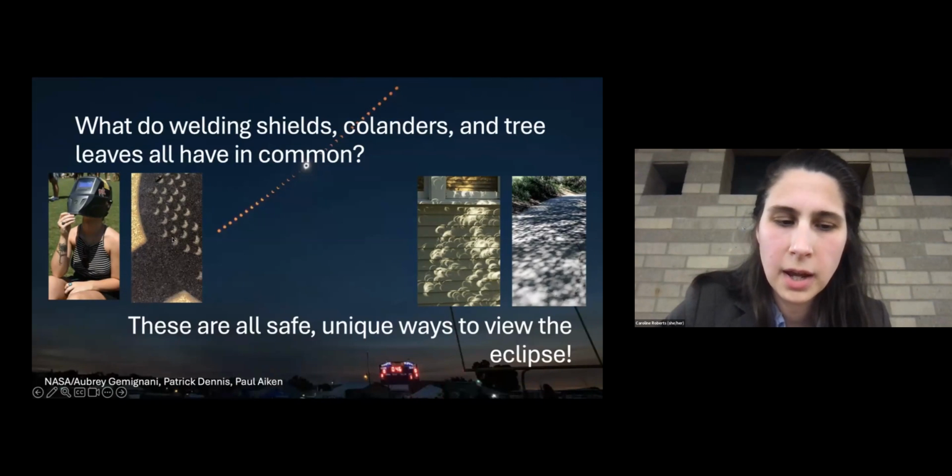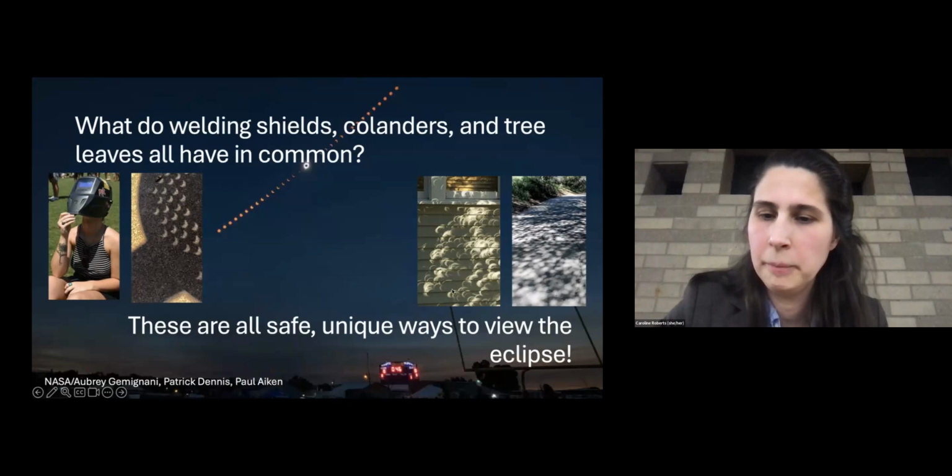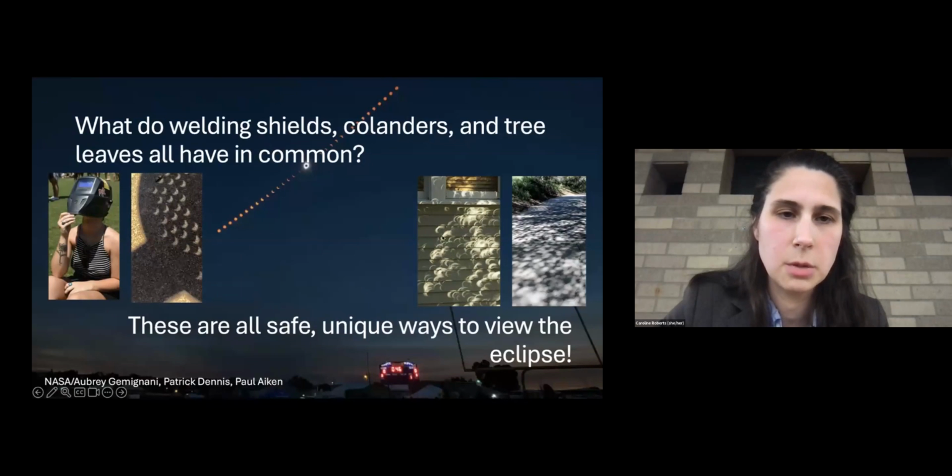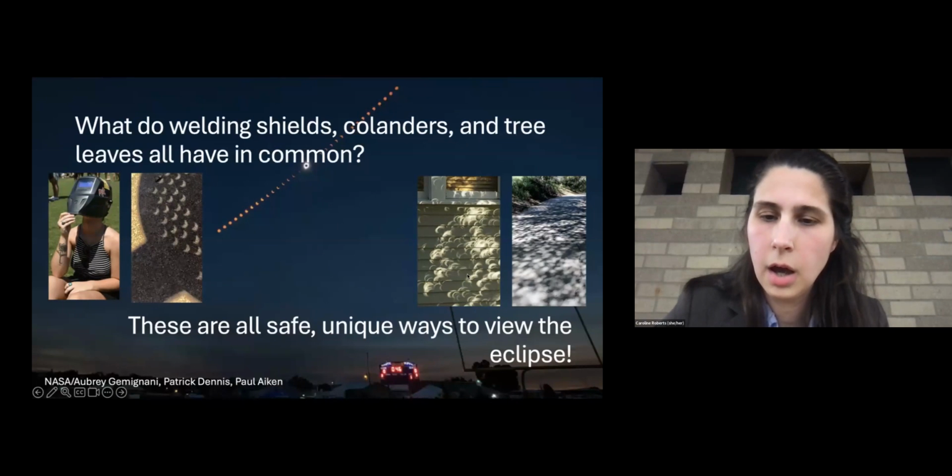Just like this colander behaves as what we call a pinhole camera, leaves on trees, their shadows are also creating images of the sun, behaving like a pinhole camera. So these little circles you see here are images of the sun, and this is just on an ordinary day. Whereas during the partial solar eclipse, or as the total solar eclipse is approaching totality or leaving totality, those little leaf circles, leaf shadows, become a little crescent sun.